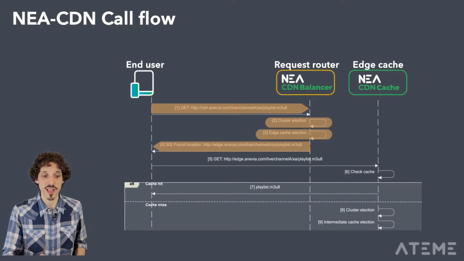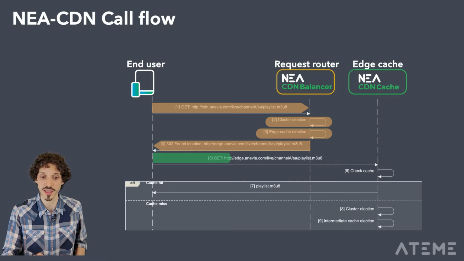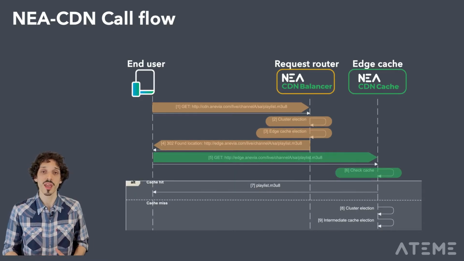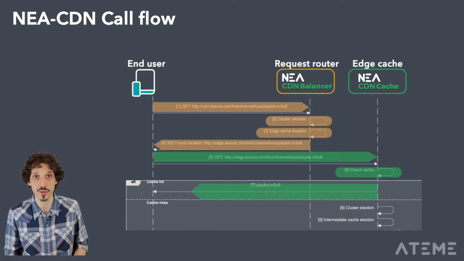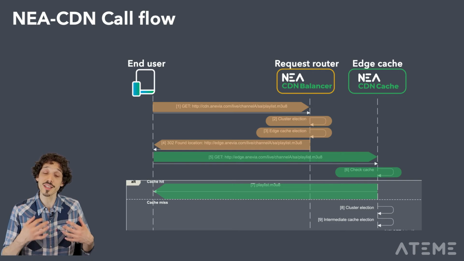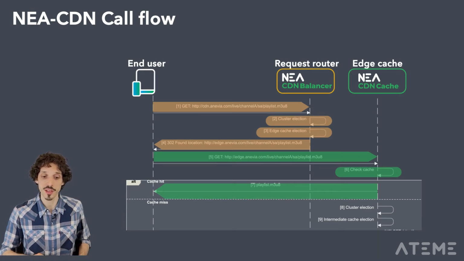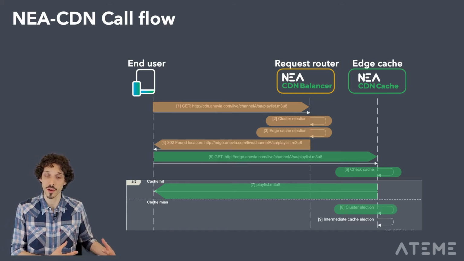So the player is then going to send a new request that will go directly to this edge cache that has been selected. The edge cache will then first check if it has the content locally. If it has the content locally, it will serve it directly to the end user. If it doesn't, it needs to acquire it, so it will put the end user on hold. We'll start into the source cluster election process to find the most appropriate cluster to get the content from.